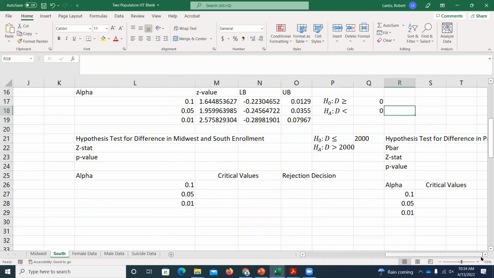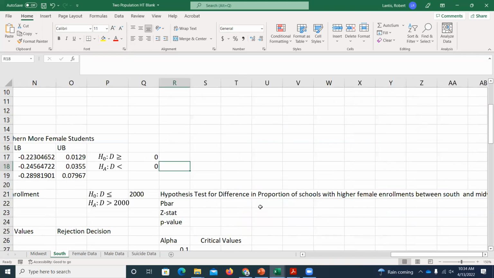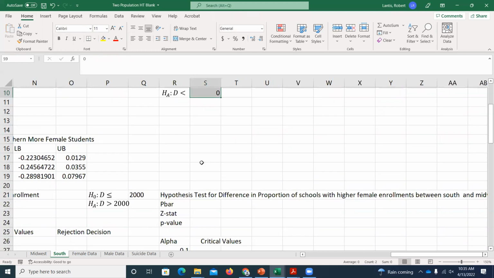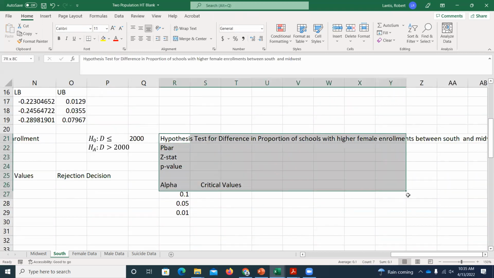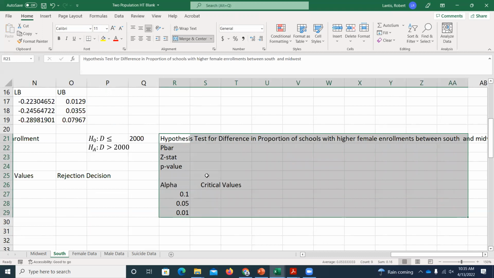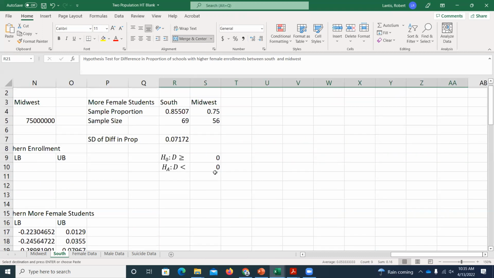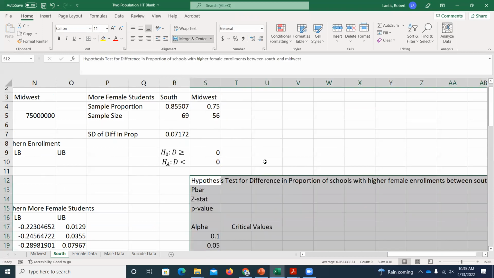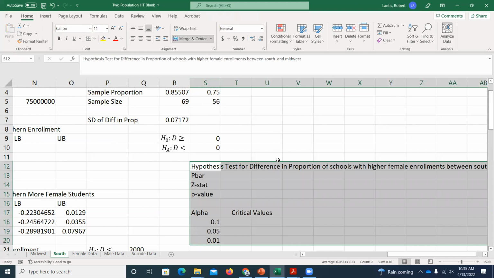Maybe I'm going to move some of this stuff up so that we can see what I'm doing a little bit easier. Move these zeros over here. And then I'm going to take all of this hypothesis testing difference all the way down to that 0.01. I'm going to cut that and paste it right here. That way, when I'm working, you can see what I'm grabbing. You'll see, I don't have to be scrolling around as much.